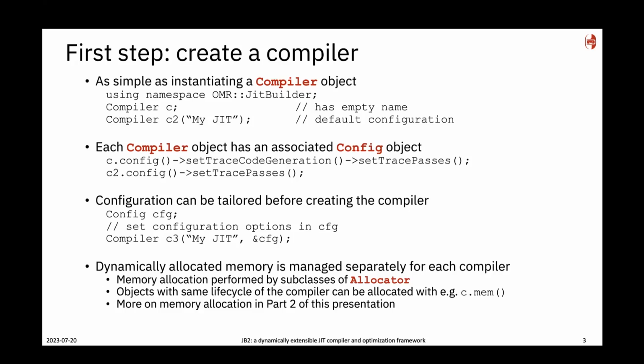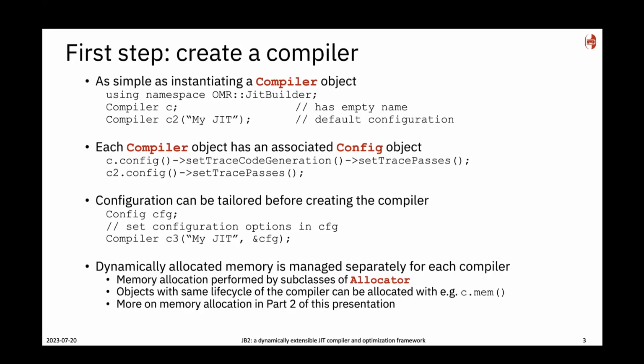So the first basic step in using JitBuilder 2 is to create a compiler object. If you remember in JitBuilder, there was this initialize JIT call that you would call, which would initialize the JIT compiler, and you would then be able to generate code using it. At the end, you'd do shutdown JIT.